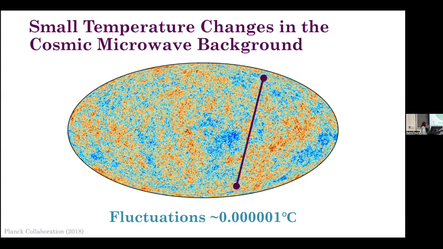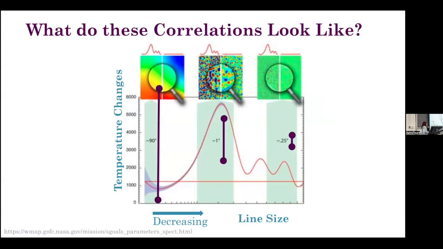You can move that line and check these two points and move it again until you've covered every combination of points on this map. You can then try a different line size and check how likely it is these have the same temperature and move it around your whole map. Try different line sizes until you've tried all line sizes and done it across your entire map. And then you can make your angular power spectrum.